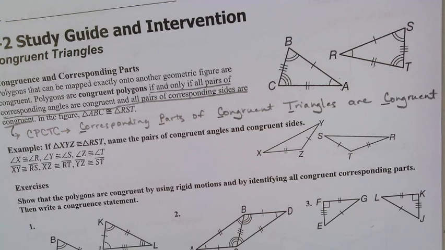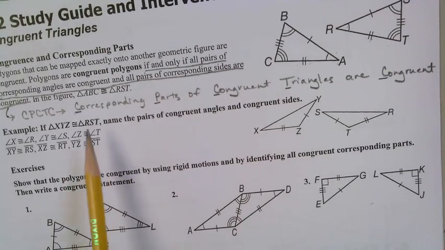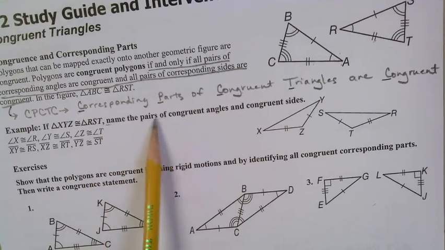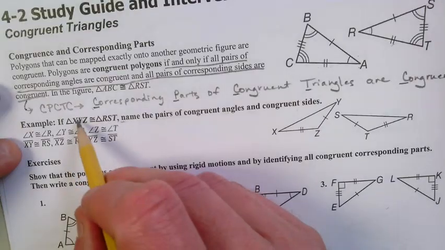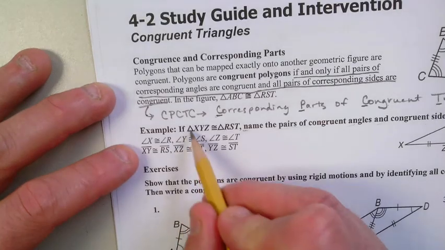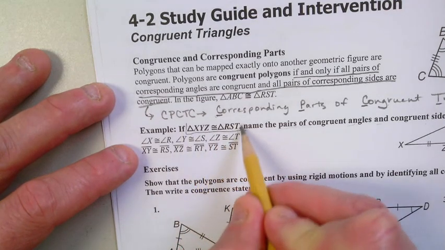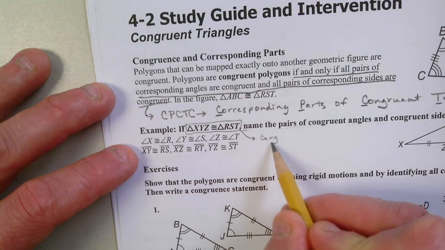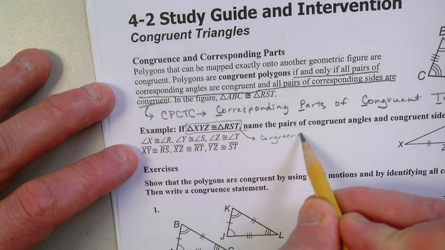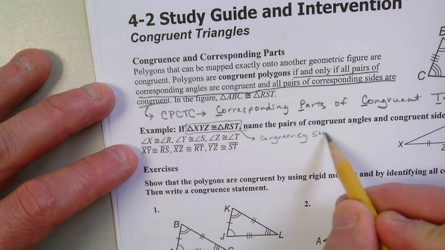As you take a look at the next part, the quick example: if these triangles are congruent, name the pairs of congruent angles and sides. Here's what I want you to know. As I look up here at this congruency statement, this is called a congruency statement. So maybe you want to jot that off to the side. Congruency statement.